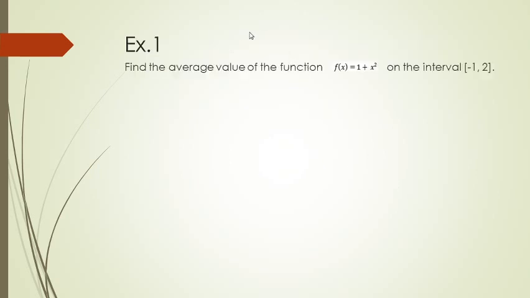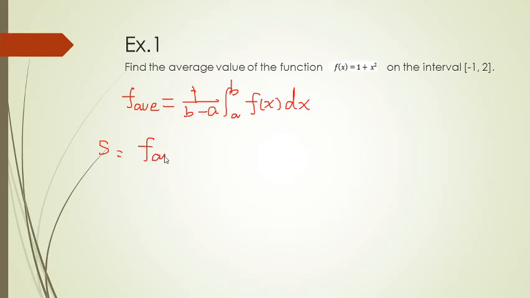Now let's check the examples, okay? The formula is f average equals 1 over b minus a times the integral from a to b of f(x) dx. The function is given. Check the lower and upper limits, right? Example 1: find the average value of the function 1 plus x squared on the interval from -1 to 2. It's straightforward, right? My b is 2, my a is -1. So from -1 to 2, what is my function? 1 plus x squared, a polynomial, right?